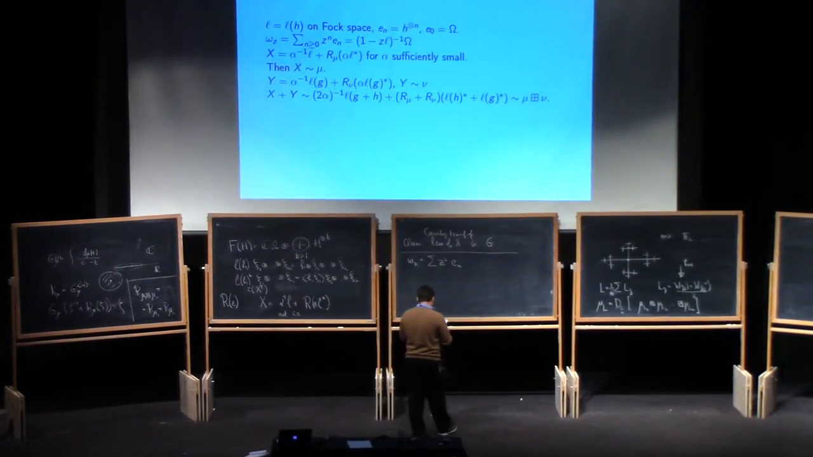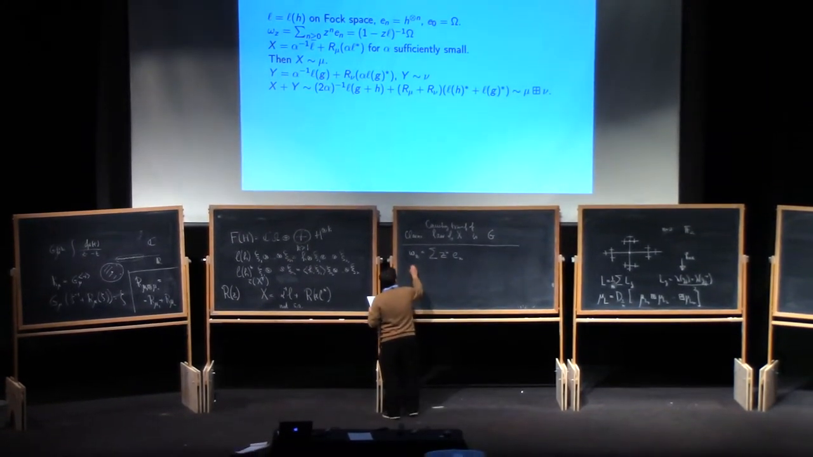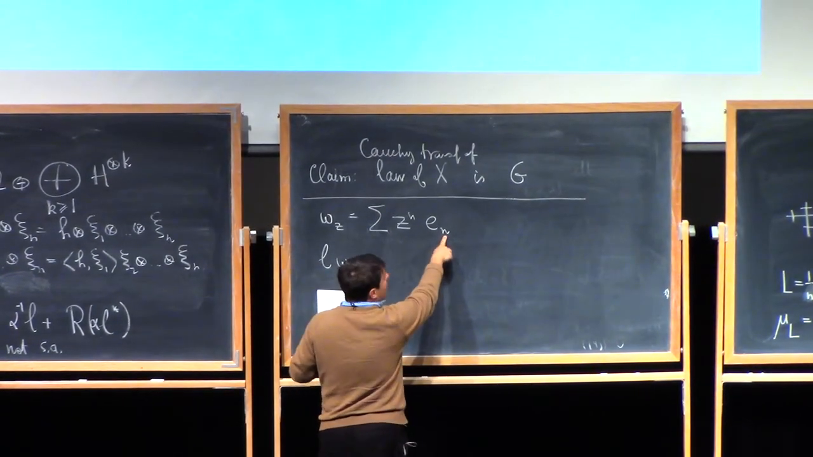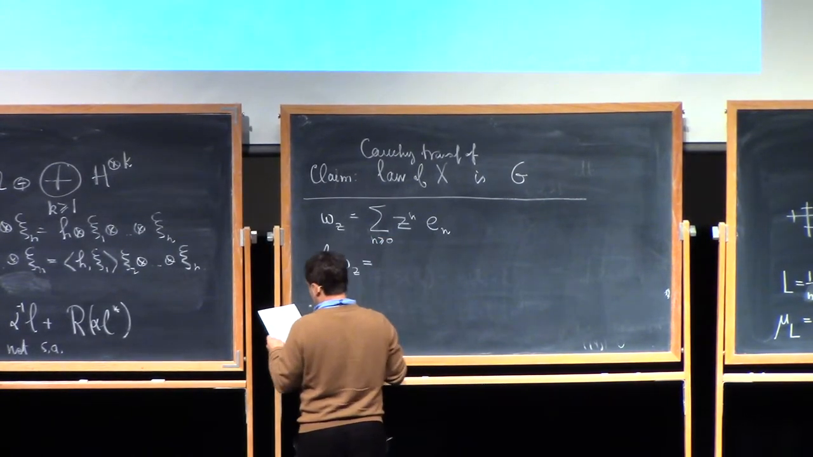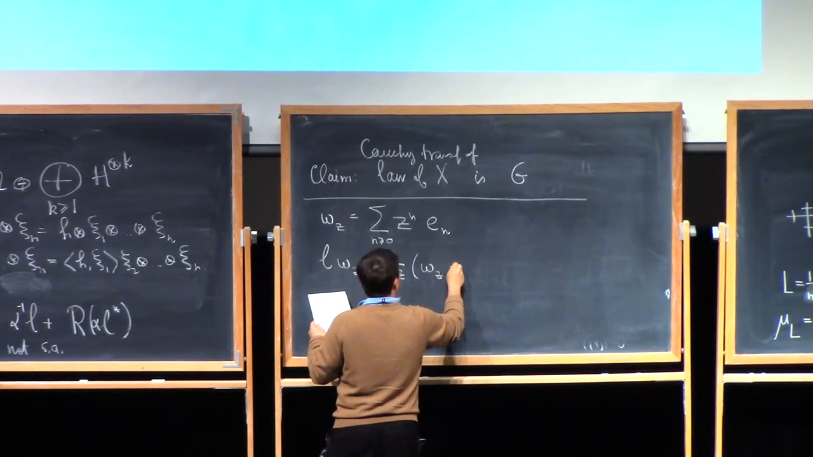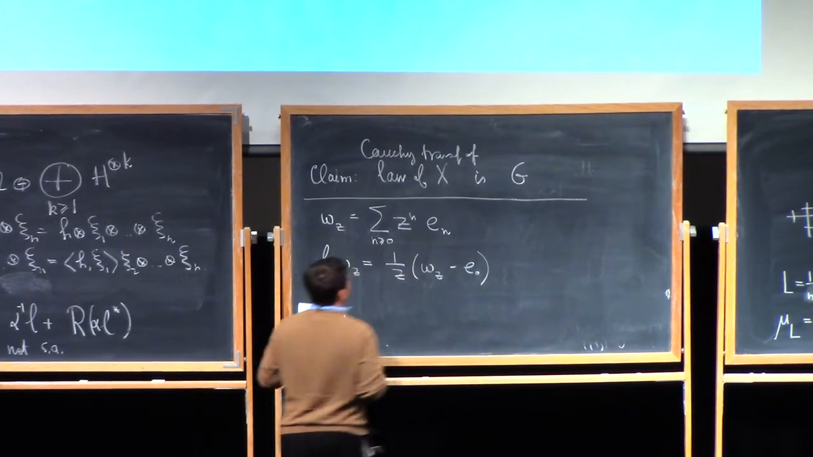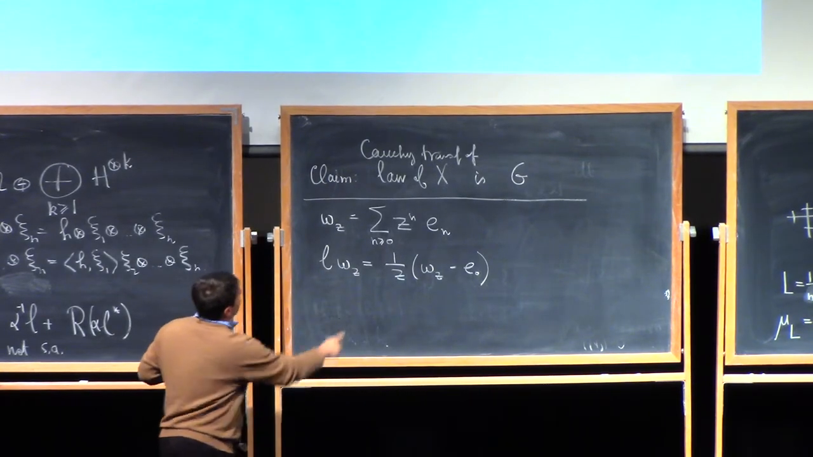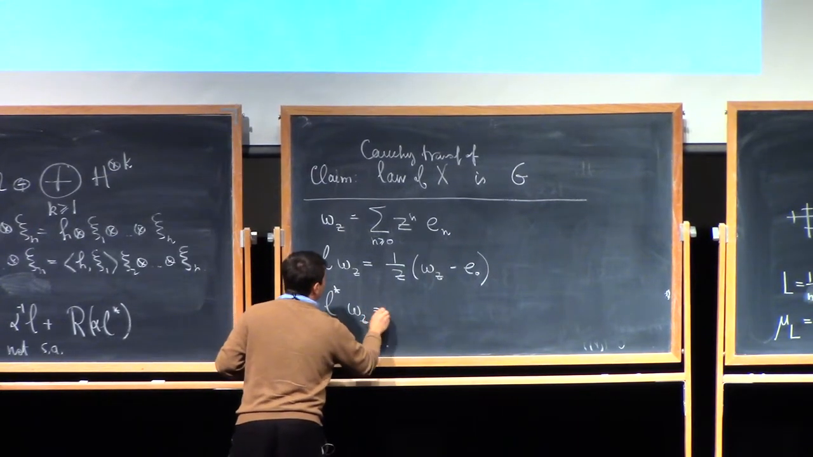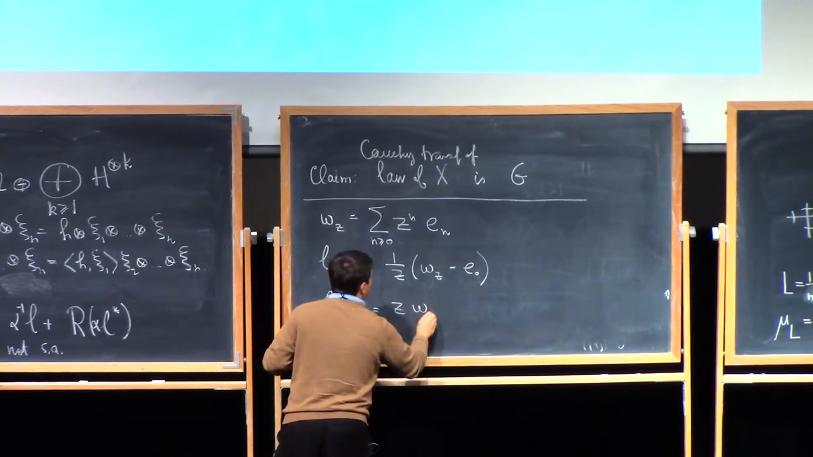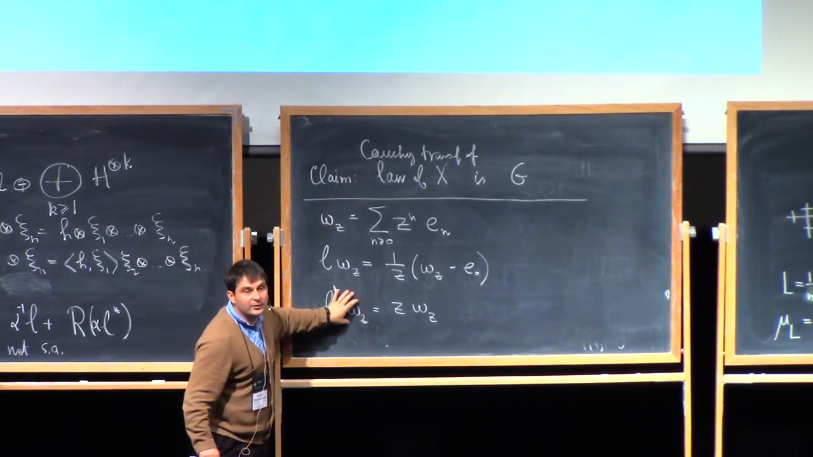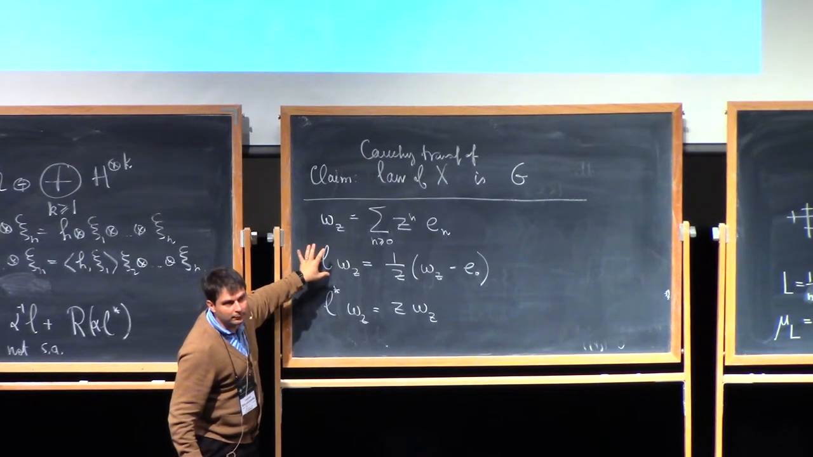All right. So now the point is that if I act on this omega z by L, well, what am I going to get? I'm just going to get all of these n's shifted by 1, where n is greater or equal than 0. And so what we get is 1 over z omega z minus e0, because, of course, I'm missing the zeroth term when I shift everything by 1. On the other hand, if I look at L star on omega z, this will just be equal to z omega z, because, of course, everything gets shifted by 1. So this vector is an eigenvector for L star and almost an eigenvector for L.